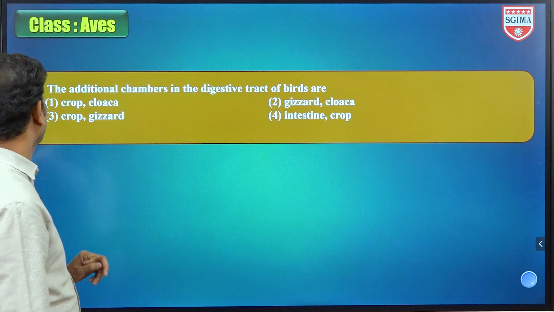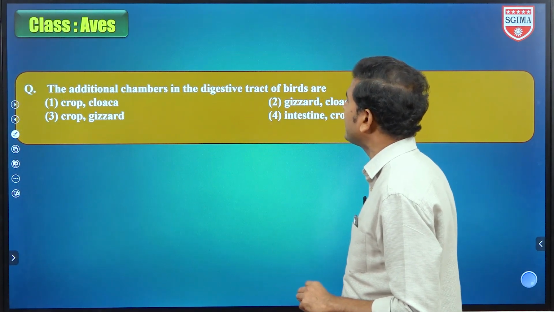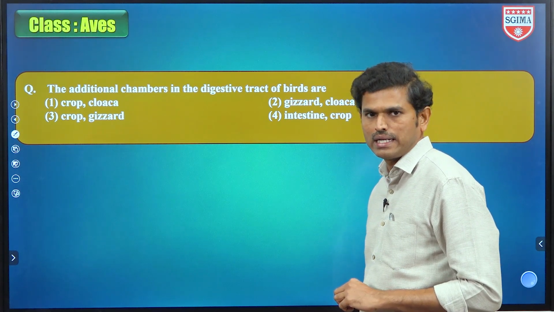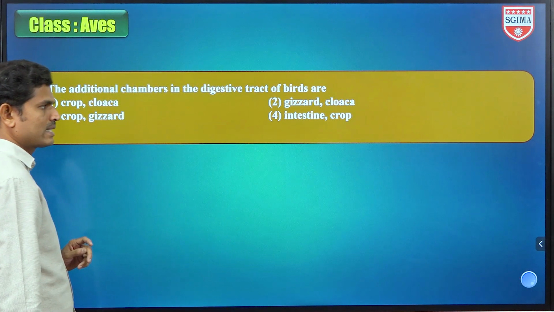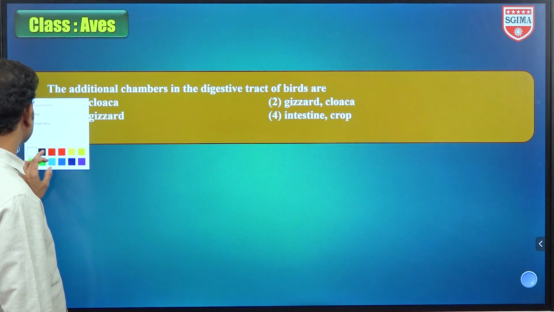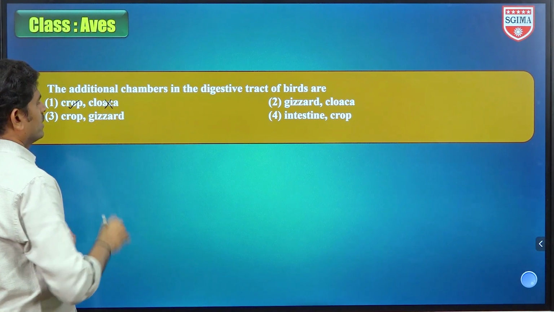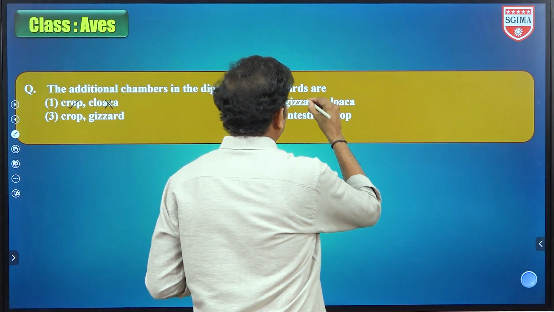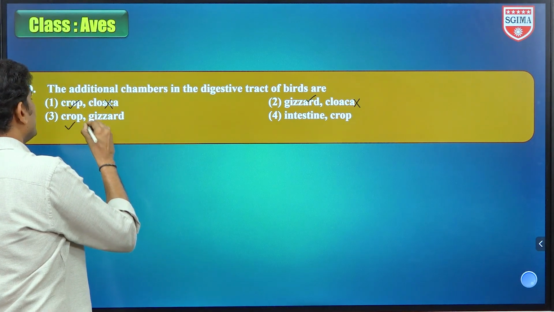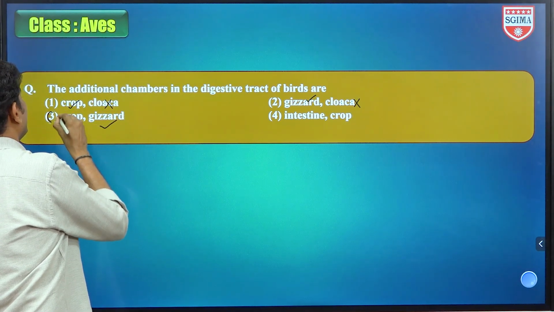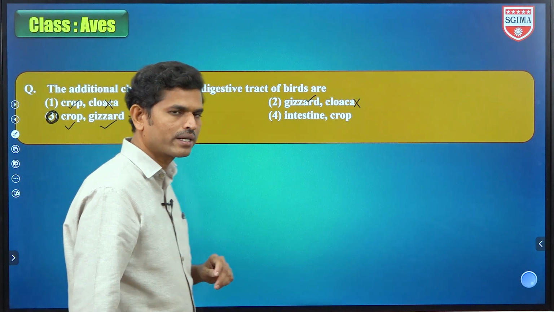Next question is, yes, the additional chambers in the digestive tract of birds are. So the digestive tract of birds contains two additional chambers. Already we discussed that. So what are those two additional chambers here? Crop, cloaca. Crop is correct, but cloaca is wrong. So next one is gizzard, cloaca. Gizzard is correct, but cloaca is wrong. Next one is crop and gizzard. So this is the correct option. Okay, so these two chambers are present in the digestive tract of birds.